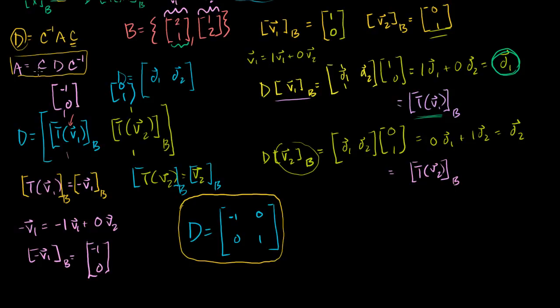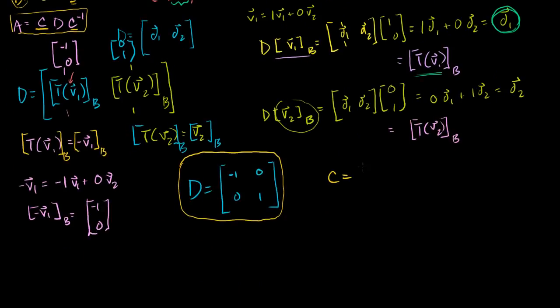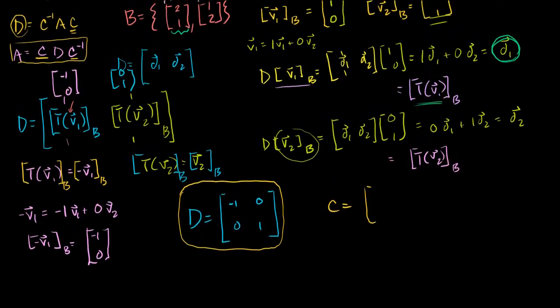So to do that, what do we do? We have to figure out C and C inverse. So C, remember, C is just the change of basis matrix. And all that is, is the basis vectors. It's just a matrix with the basis vectors in the columns. So we have our basis right here. So C is just 2, 1, and 1, 2.